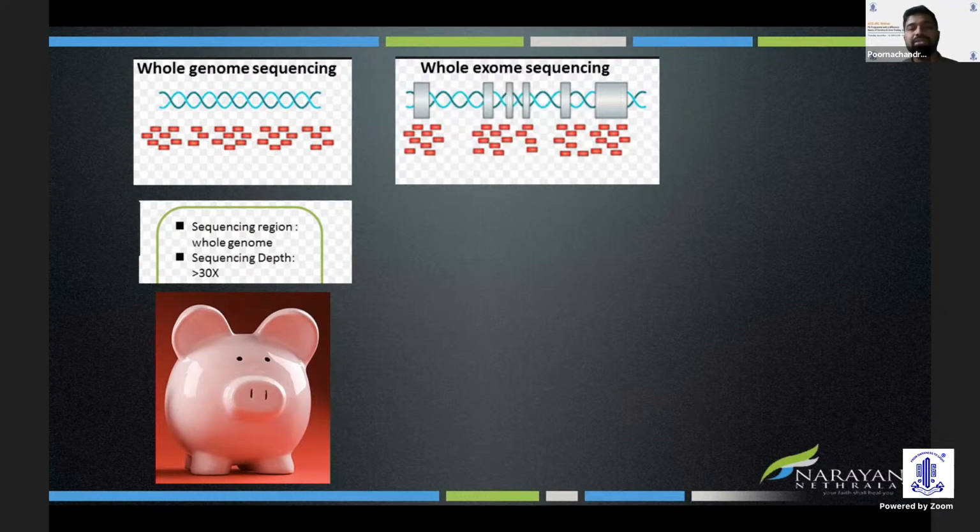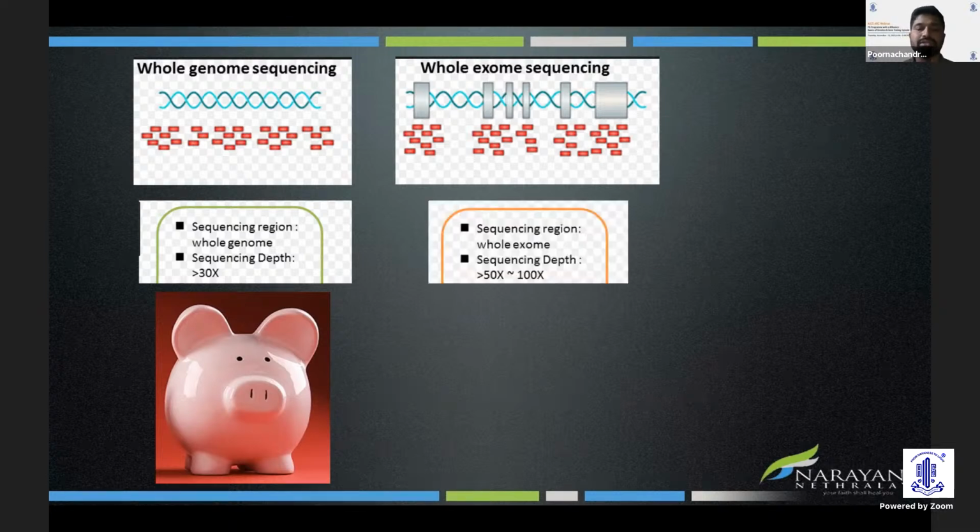The second type of testing is the whole exome sequencing, where we end up sequencing all the coding region of the DNA. We exclude the intron, the non-coding. And this is one of the most commonly done tests whenever you opt for genetic testing. So in case you don't know what to order, just order whole exome sequencing. The cost is a little less compared to the whole genome sequencing.